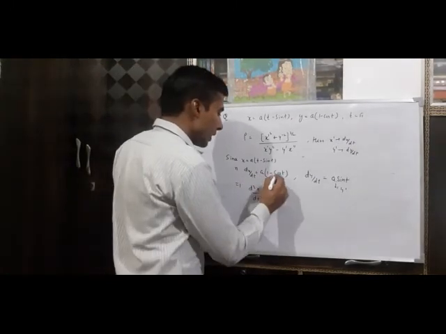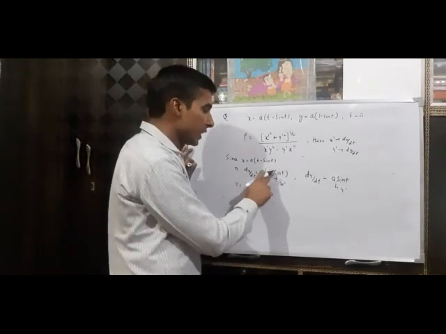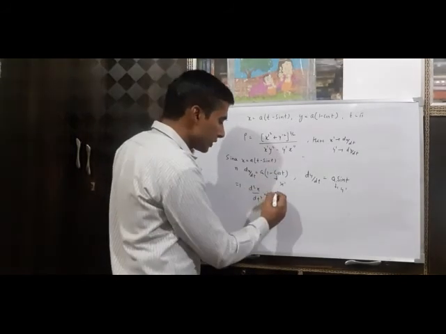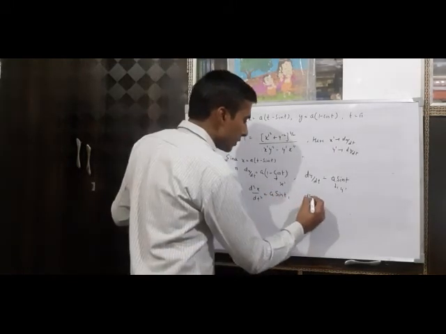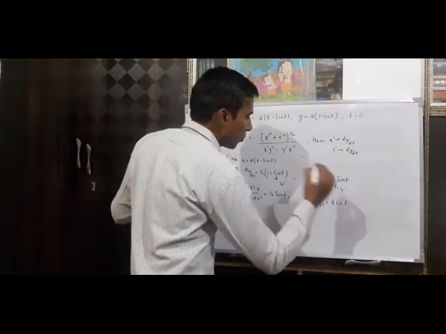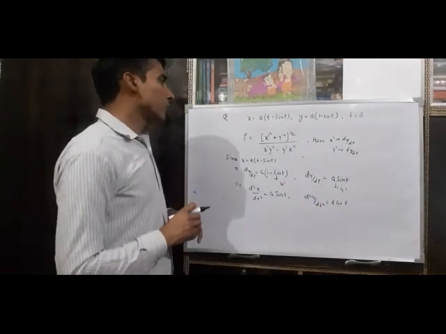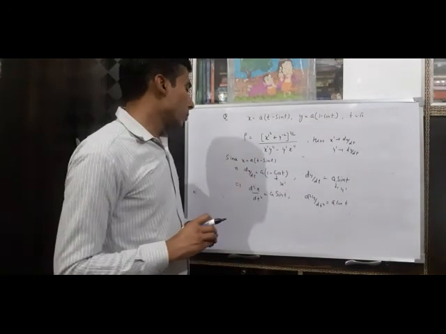So a cos t, the derivative of cos t is sin t with a minus sign, so this is a sin t (with the minus sign) for dx/dt, and for d²y/dt² this is a cos t. Now we have to determine the radius of curvature when t is equal to pi.